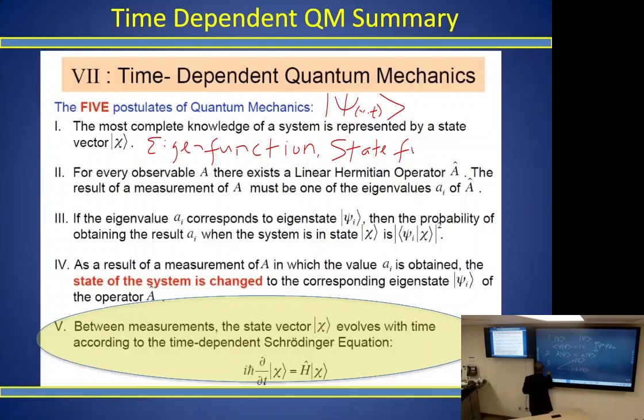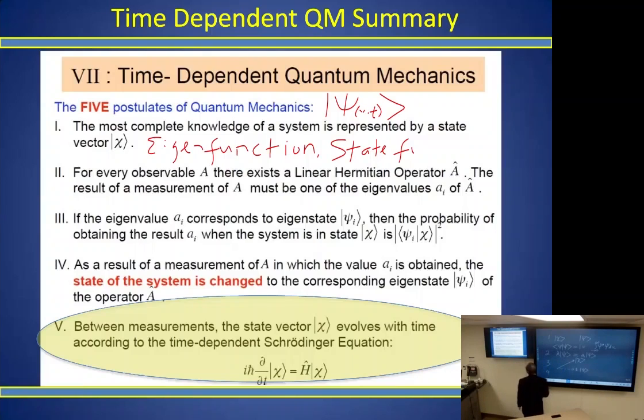All right, let's revise number 4. As a result of the measurement of A in which the value a_i is obtained, the state of the system is changed to the corresponding eigenstate. So measurement does something fundamental to our system. The state of the system collapses to one of the eigenfunctions, the eigenstate corresponding to the operator that we are using, corresponding to the measurement.